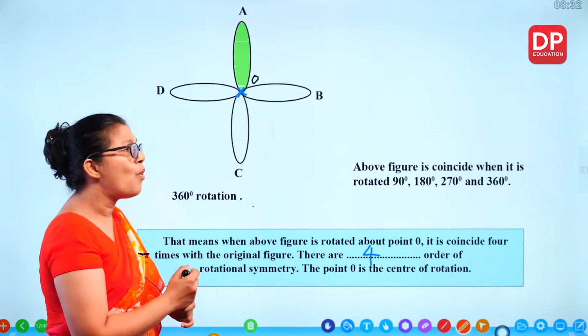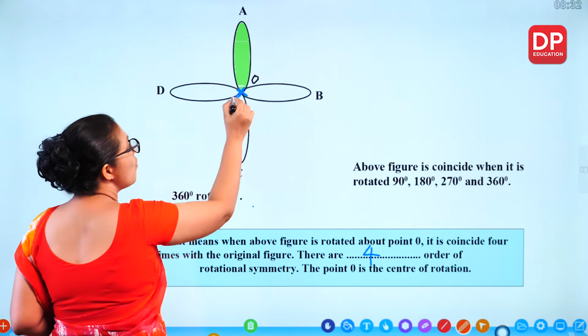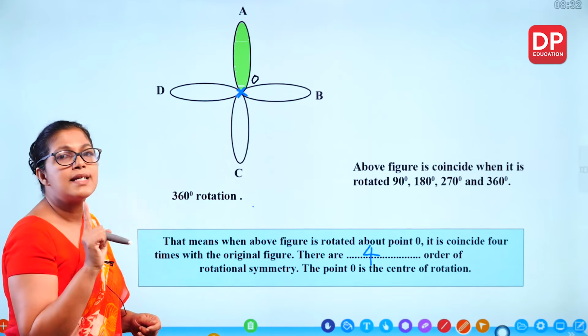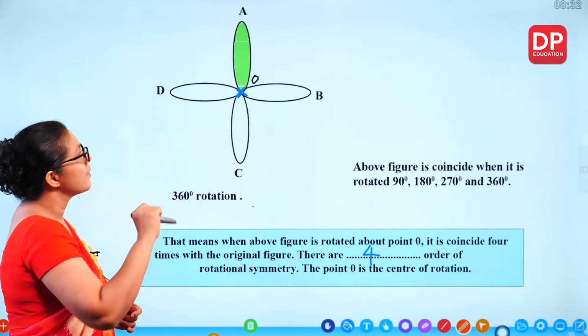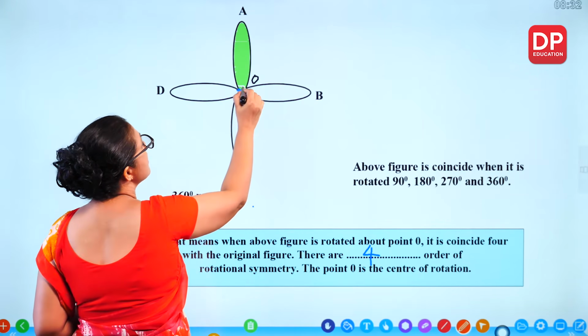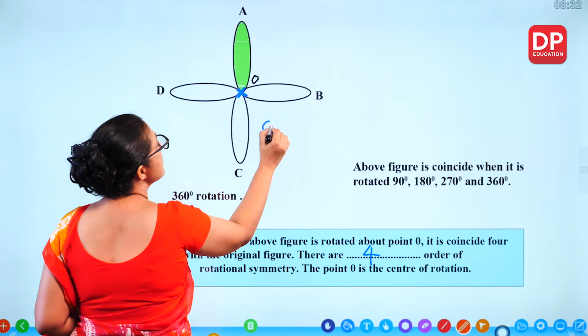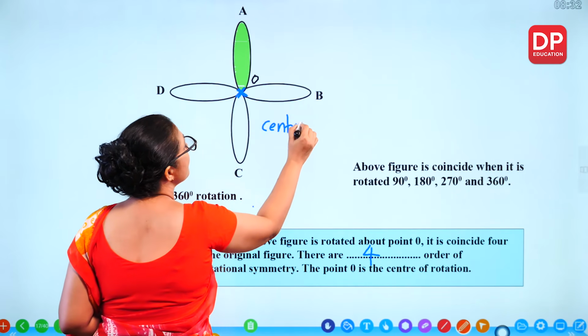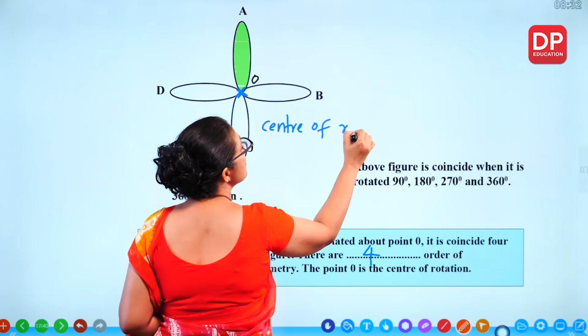The point O is called the center of rotation. So when you take this point, this is the center of rotation.